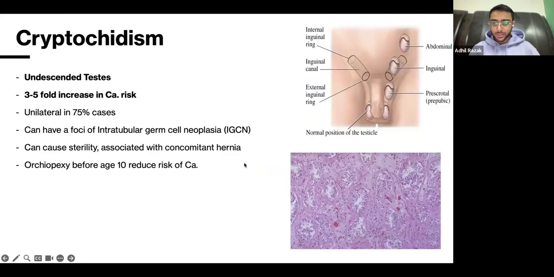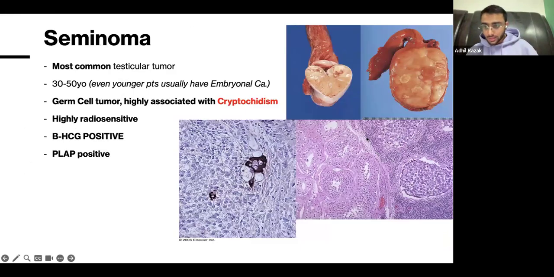Yeah, see how there's a basement membrane, or like a septum right there separating the two layers. That means it hasn't invaded the basement membrane yet. So it's in situ, IGCN. Is that clear?